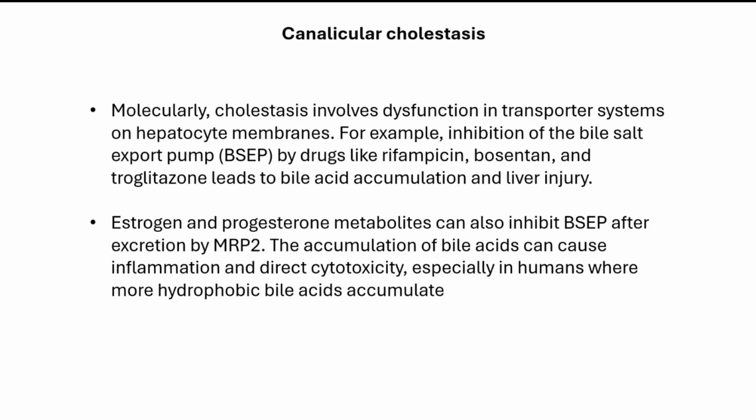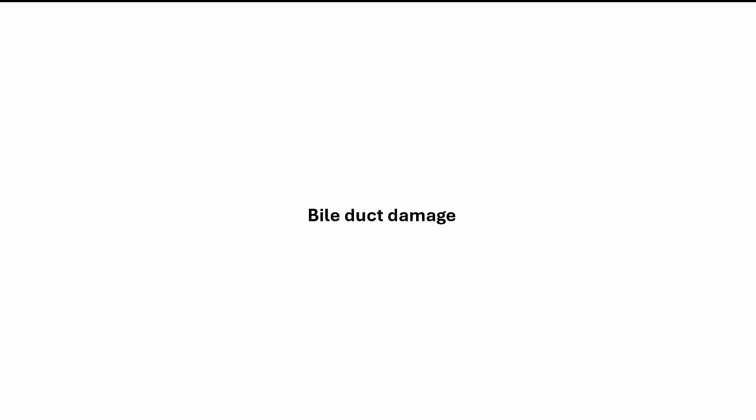Estrogen and progesterone metabolites can also inhibit BSEP, that is the bile salt export pump, after excretion by MRP2. The accumulation of bile acids can cause inflammation and direct cytotoxicity, especially in humans, where more hydrophobic bile acids accumulate. So, bile duct damage. Next, let's look at that.